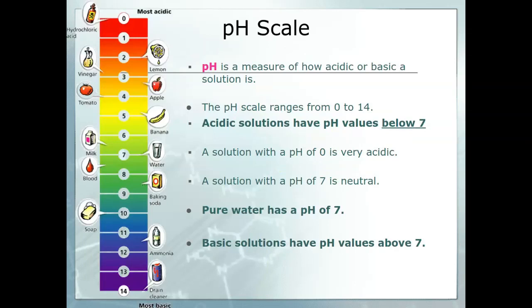Now, I wasn't going to go over this, but I saw it pop up in your homework, so I wanted to just touch on it. The pH scale is a measure of how acidic or basic a solution is. It goes from 0 to 14. I know it is a wackadoo scale from 0 to 14. You came up with those numbers. Acidic solutions, if it's below 7, it's considered acidic. If it is above 7, it's basic.